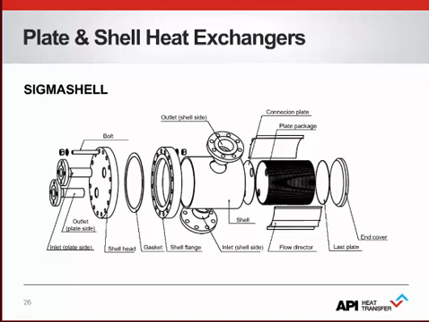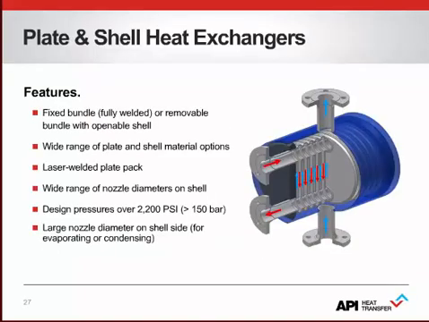Internally, the tubes are not there. They are replaced by a plate pack, which you can see on the right side. The laser welded round plate pack is installed into a round shell. Here you can see on the right side the flow inside such a plate and shell heat exchanger. These plate and shell heat exchangers can be provided in fully welded design or in an openable design to extend or extract the plate pack.